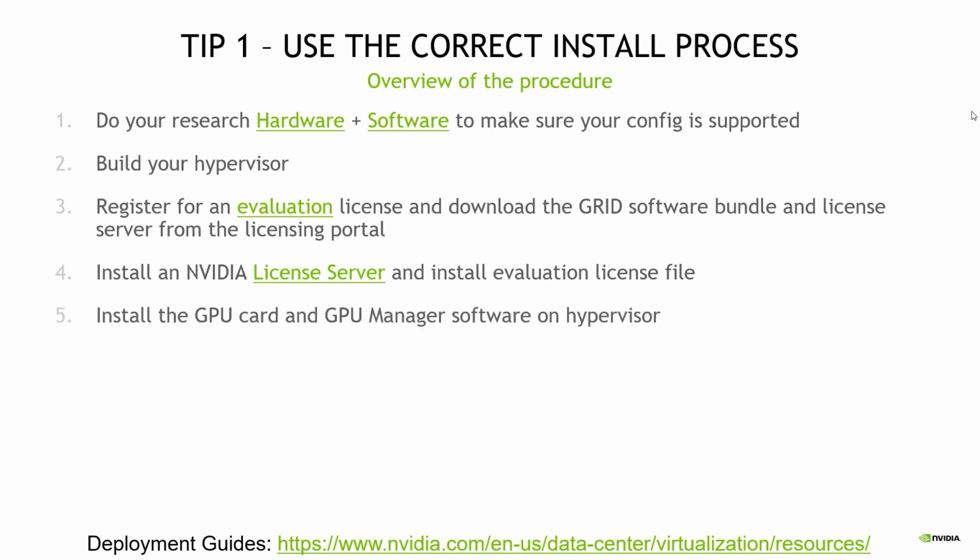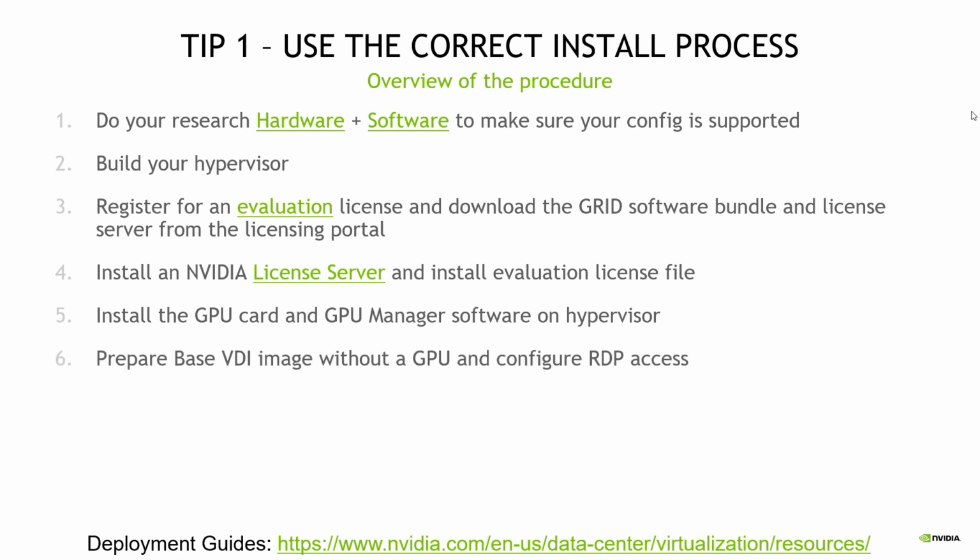So if your server doesn't have a GPU card installed already, now would be a really good time to put that GPU in. Make sure it's got power to it, make sure it's installed correctly. The next thing to do would be to boot your hypervisor and install the GPU manager component onto your hypervisor. This, of course, you downloaded in step 3 when you downloaded your software bundle.